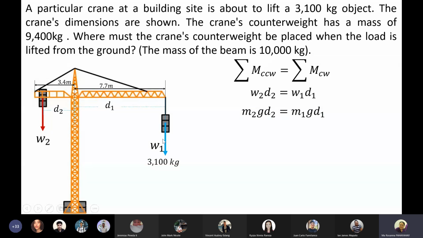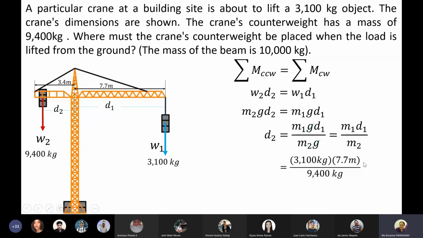So this is the given. We have a weight that is going to be lifted, which is 3,100 kilograms, and our counterweight is 9,400 kilograms. So if we will derive this formula, kailangan nating i-divide siya to M2G. So G will be cancelled out definitely. And that will be our formula.